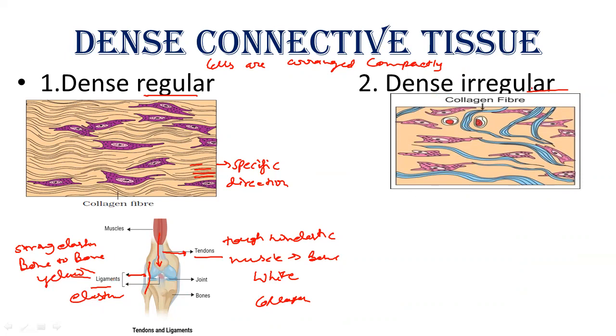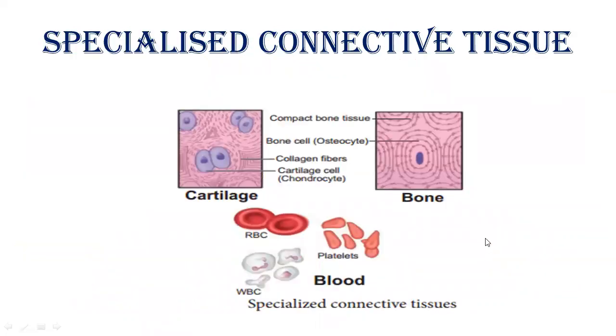Let's talk about dense irregular. It is found in the dermis of the skin. Here, collagen fibers are oriented differently here and there, with no specific direction. It also forms the covering of many organs like the heart covering, pericardium, and bone covering, periosteum. And the cartilage covering, perichondrium.